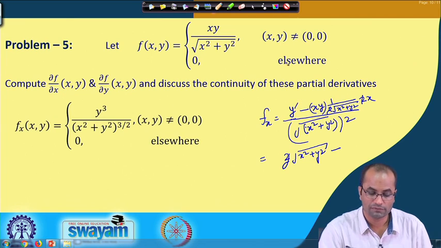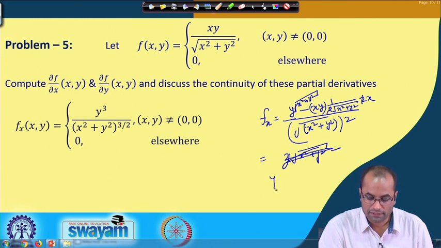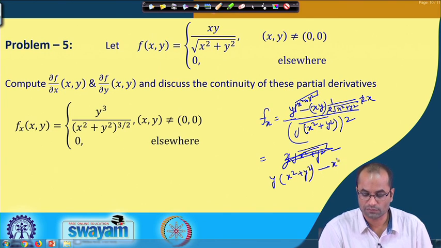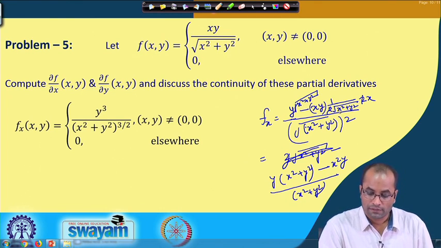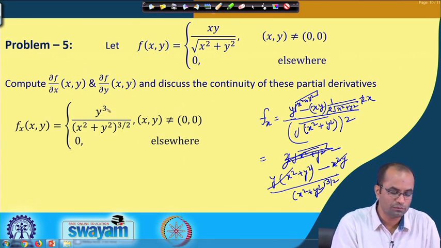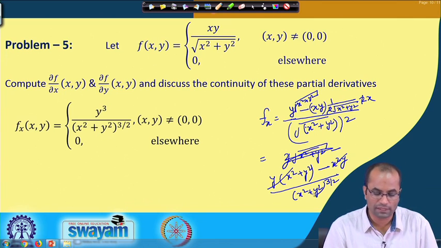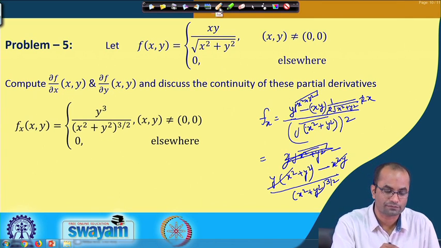So, here again this term will go there because of the quotient rule. So, x square plus y square. So, this will become y into (x square plus y square) minus this x square y, and then divided by this x square plus y square term, and this will also come. So, this will become 3 by 2, 1 and this half will make it 3 by 2. So, here x square y will get cancelled, and we will get y cube, exactly this term here, y cube over (x square plus y square) to the power 3 by 2.